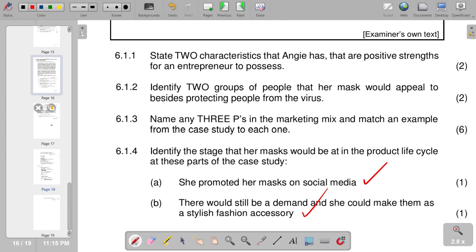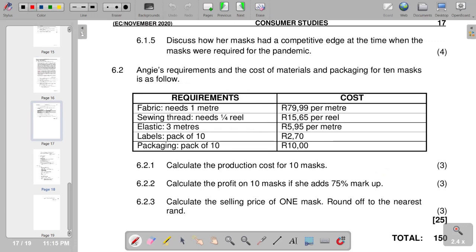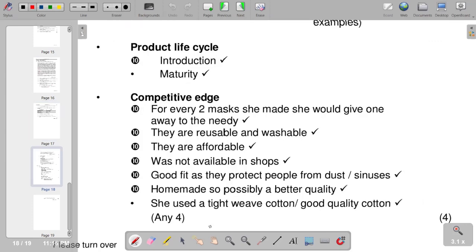We move on to the next question, 6.1.5. Discuss how a mask had a competitive edge at the time when masks were required for the pandemic. So in response to that, we are saying the competitive edge: for every 2 masks she made, she would give 1 away to the needy, and they are reusable and washable, and they are affordable, and were not available in shops. So those are some of the points that we can include.